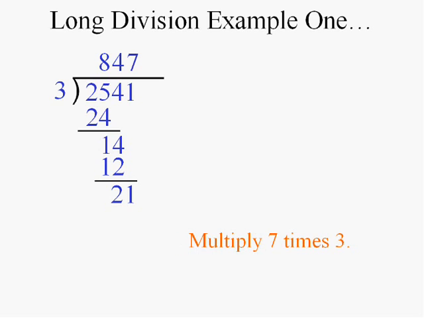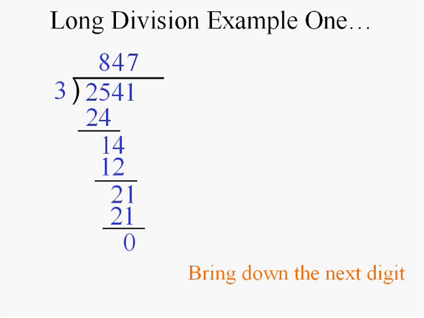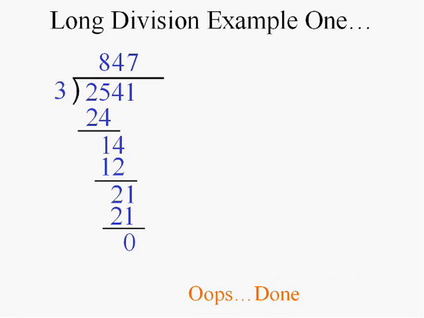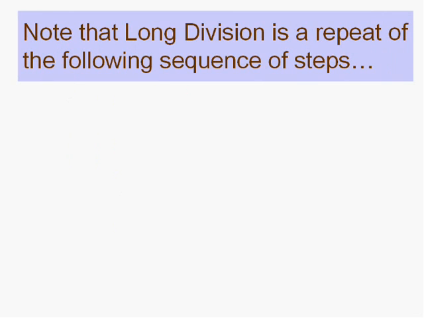7 times 3 is 21. I'll subtract to see what I'm off by, and I'm not off at all. And I would bring down the next digit, but there isn't a next digit. So I'm done. The answer is 847. Now what I'd like you to note is that you repeated the following sequence of steps.